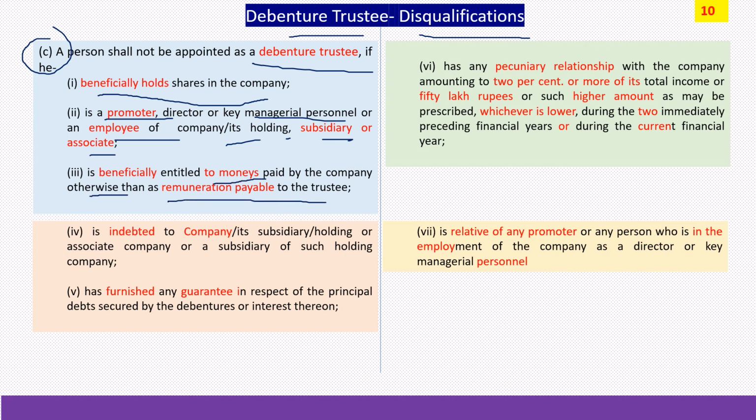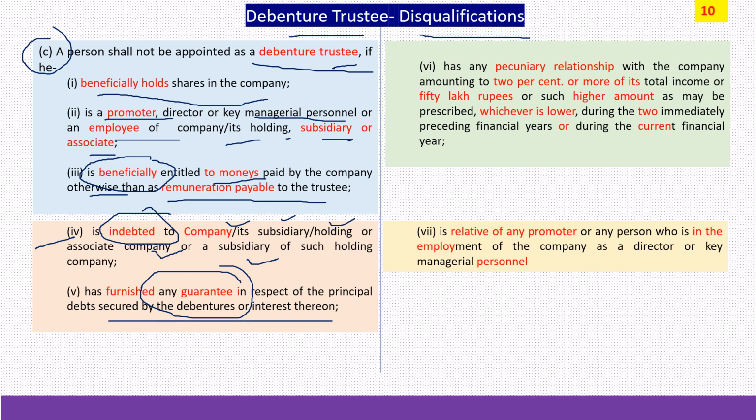It is a beneficial interest which he holds, another parallel source of income to him. He is disqualified. He owes money to the company. He is indebted to the company. He has got that commitment either to the company or its subsidiary, holding, associate or subsidiary of holding company. He has got a relationship running contrary to the position of a trustee. He must have given a guarantee to the company in respect of debt of the company, maybe debentures or interest thereon. He attracts disqualification.